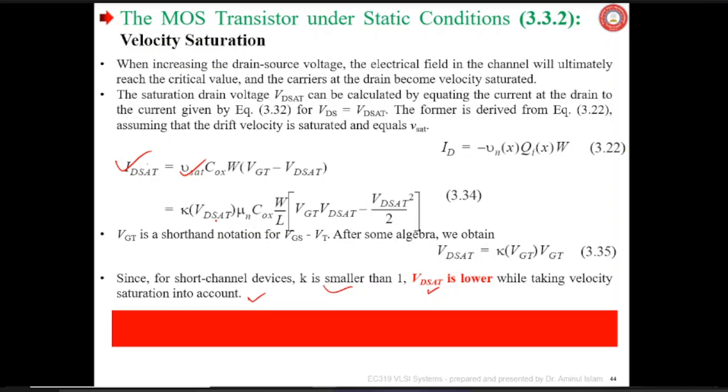So VDSAT is lower while taking the velocity saturation into account. Otherwise, normally saturation occurs at a higher drain-to-source voltage, that is VDS greater than or equal to VGS minus VT, which was the case earlier for long channel MOSFET. So due to this, it is going to decrease.